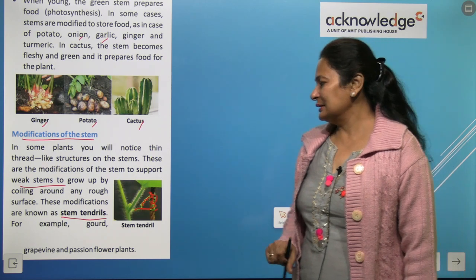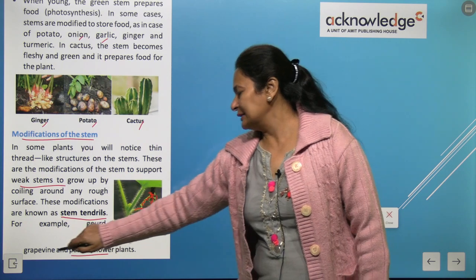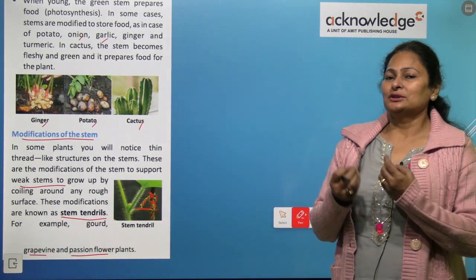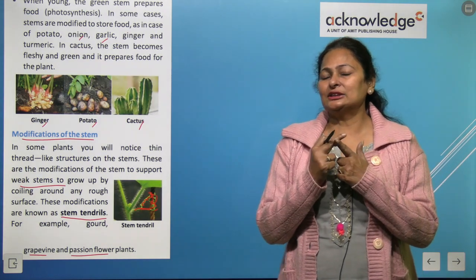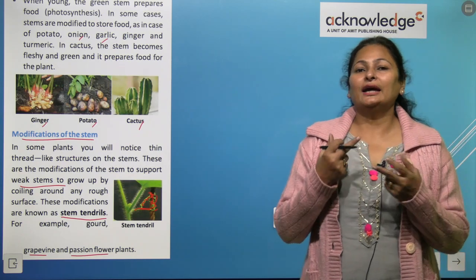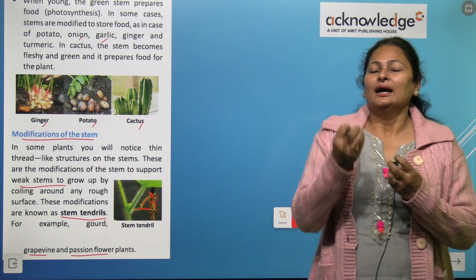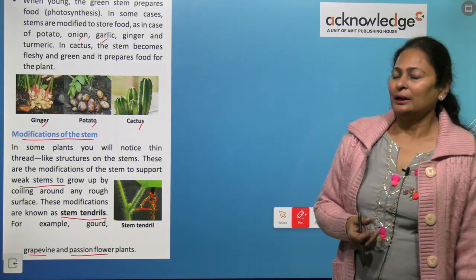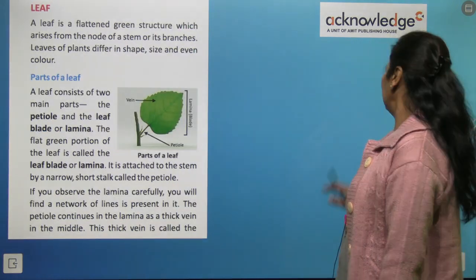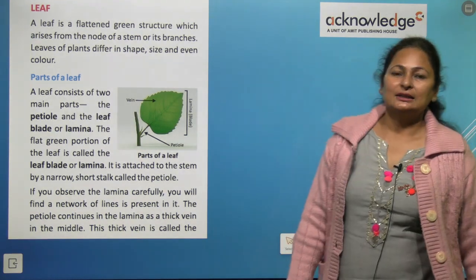For example, gourd, grapevine and passion flower plants. These are examples of tendril stems. So this is the thread-like structure, and why do plants have this kind of structure? To give extra support. It coils around rough surfaces and gives support to the plant. Alright, so let's move ahead. Next is leaf. Now we will discuss the leaf structure.